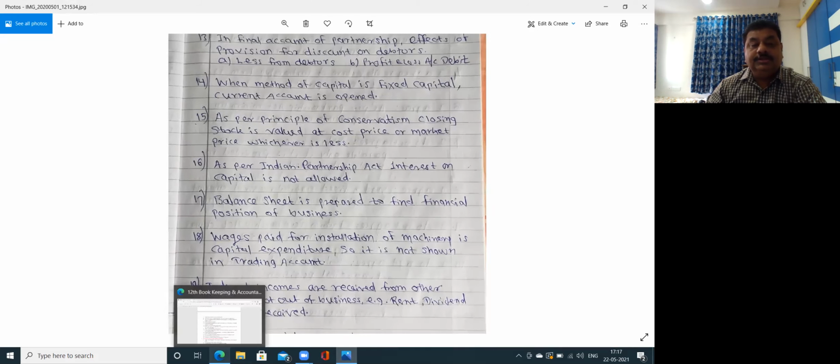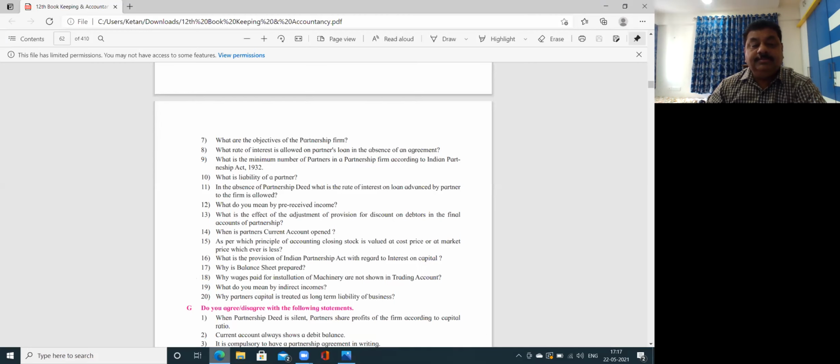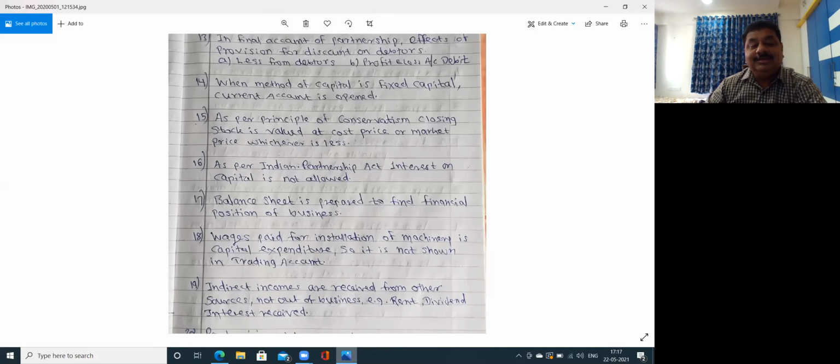Now let us see the next question. Let us see what question number 16 is. What is the provision of Indian Partnership Act with regard to interest on capital? By the way, as per Indian Partnership Act 1932, interest on capital is not at all payable. Let us see: as per Indian Partnership Act, interest on capital is not allowed. Not allowed.